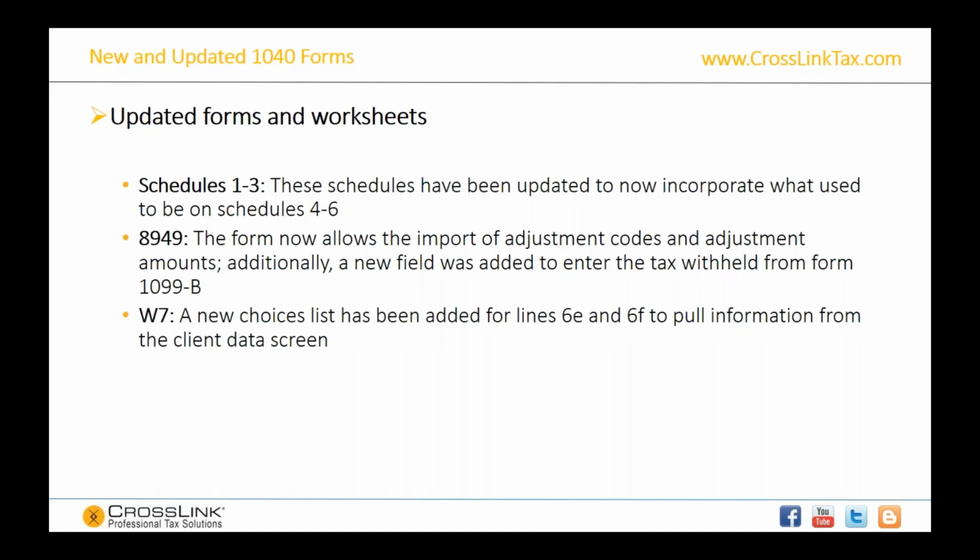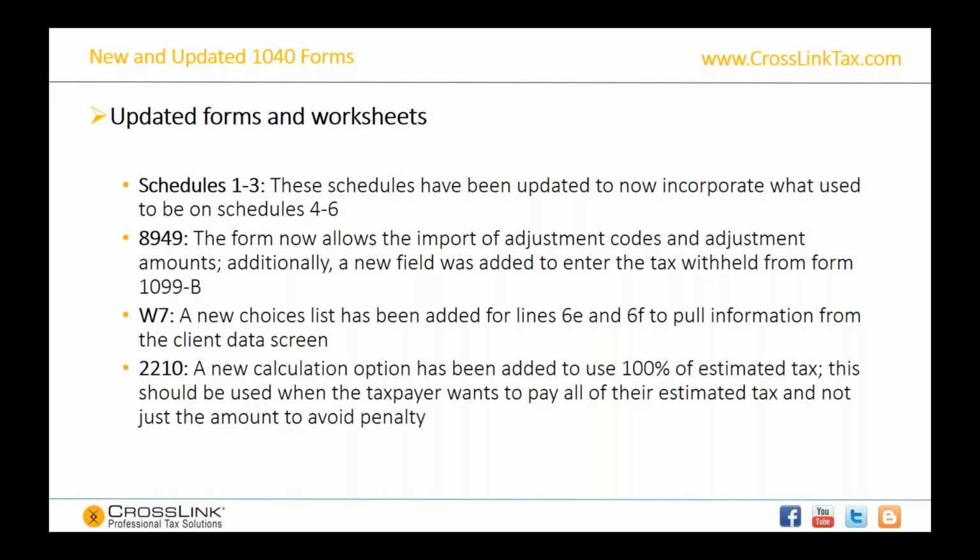When it comes to the W7 forms or ITIN request forms, the new choices list has been added for lines 6E and 6F to pull information from the client data sheet. So this is just a convenience thing. When you're on W7, when it comes to these lines 6E and 6F, you can now use the choices button to populate the information.